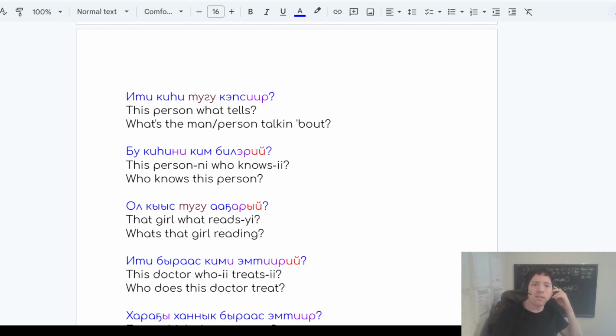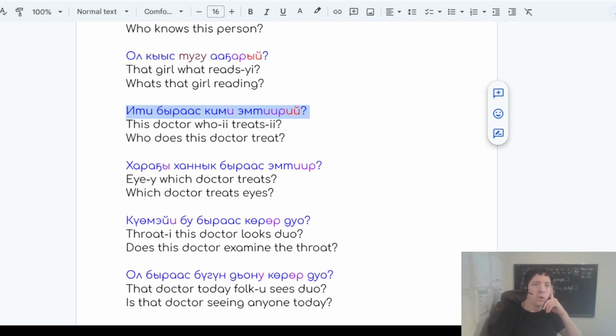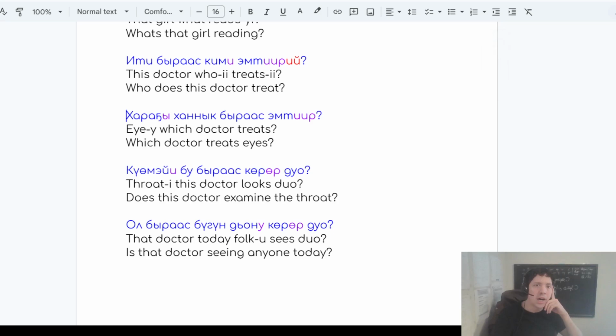Ol kus tugu agari. What's that girl reading? And ol is actually like that. Okay. Iti paras kimi MT. Who does this doctor treat? We're going to have a little bit of review from last time here. Harag hanak paras MP. Sorry, MT. Which doctor treats the eyes?